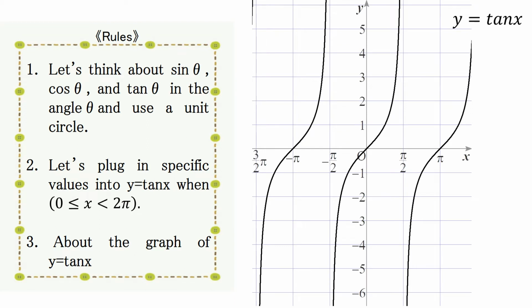Let's draw a graph based on the values in the table. The graph of y equals tangent x will be a curved graph like the one shown in the figure. A graph with such a shape is called an asymptote line.